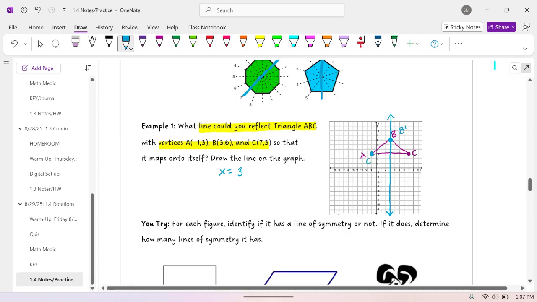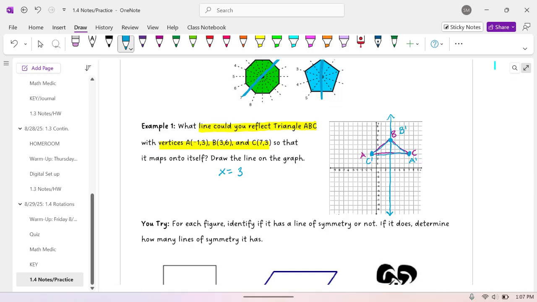So that's C prime. And then A, same thing. It's 4 away. So it would now be where C is. So that's what it means when it maps onto itself. It remains in the exact same spot. So that line would be at x equals 3.